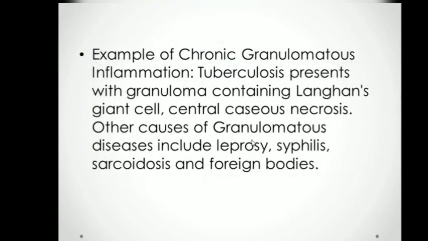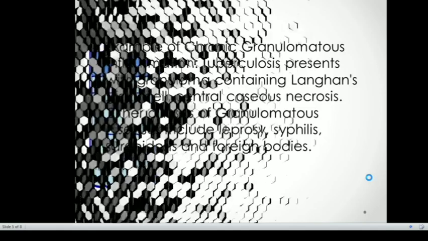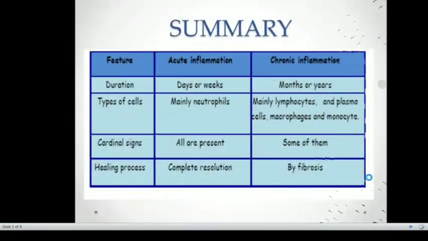An example of chronic granulomatous inflammation is tuberculosis, which presents with granuloma containing Langerhans giant cells and central caseous necrosis. Other causes of granulomatous disease include leprosy, syphilis, sarcoidosis, and foreign bodies. So that is all about chronic inflammation.